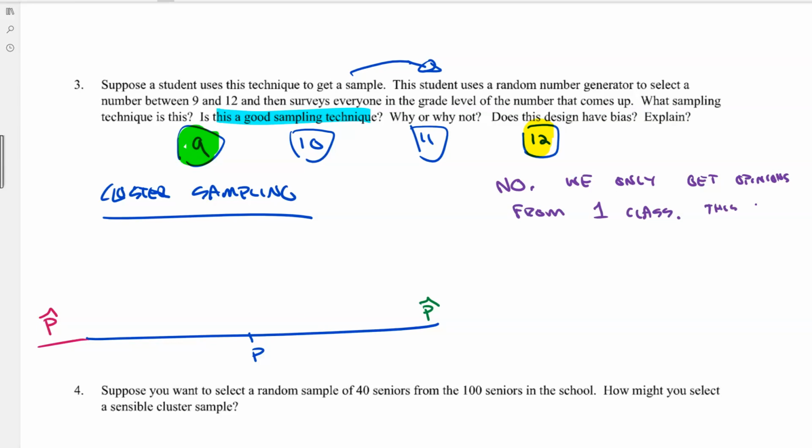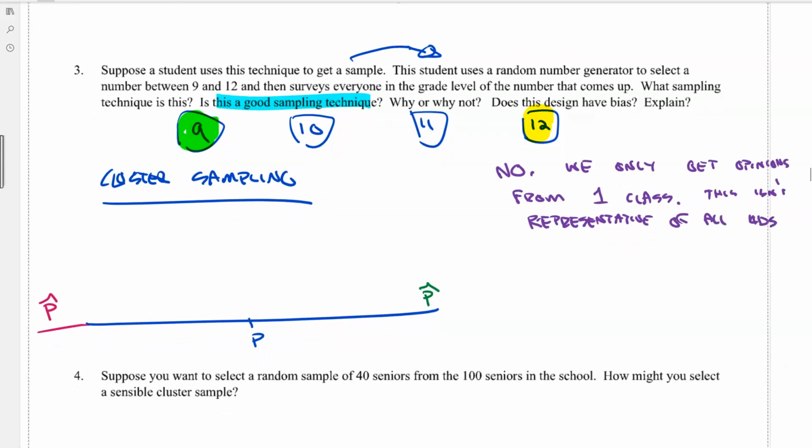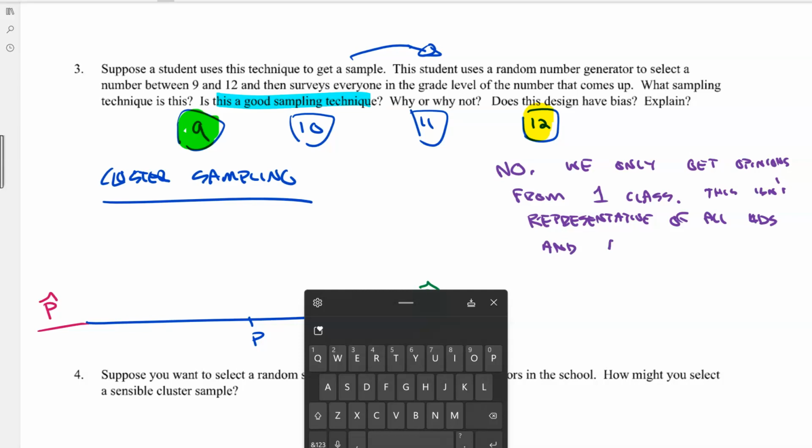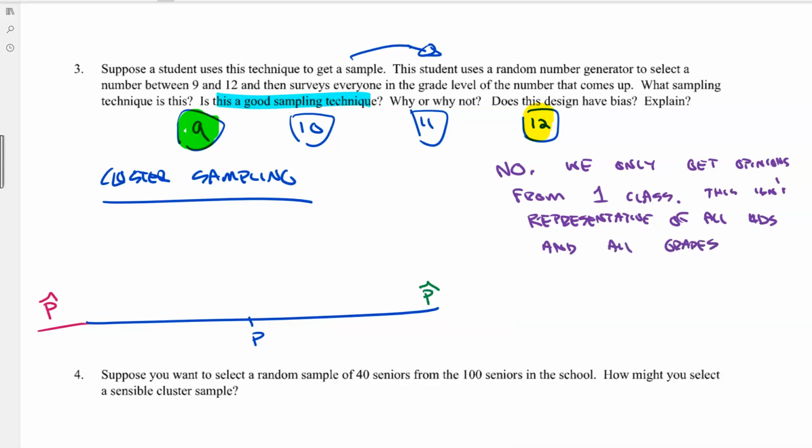This isn't representative of all kids and all grades, right? So it's not a good technique, of course. Does the design have bias? And this is where you've got to be a little bit careful.